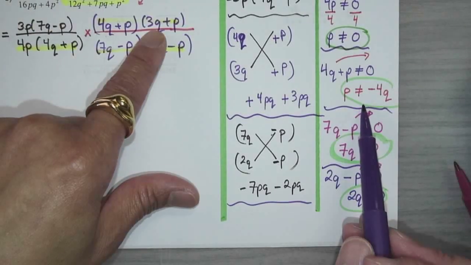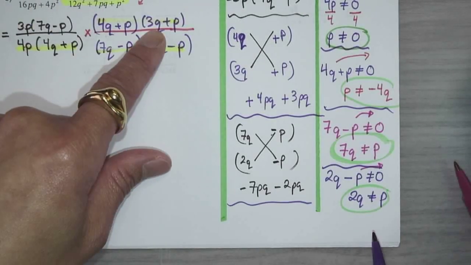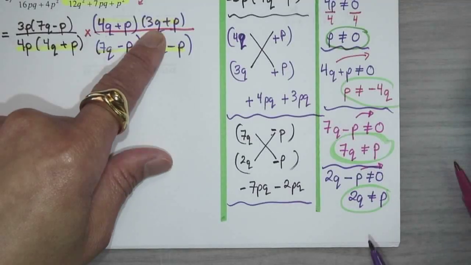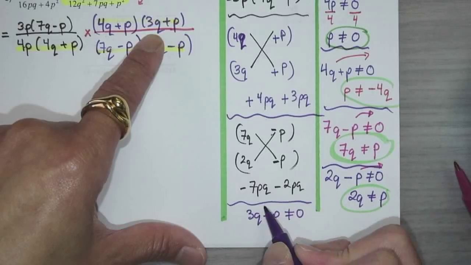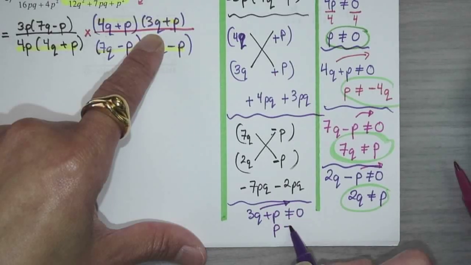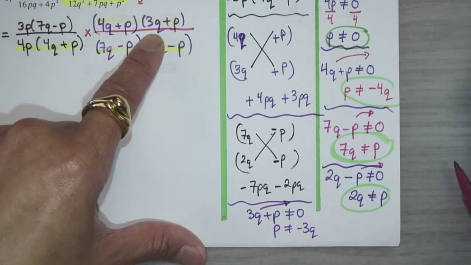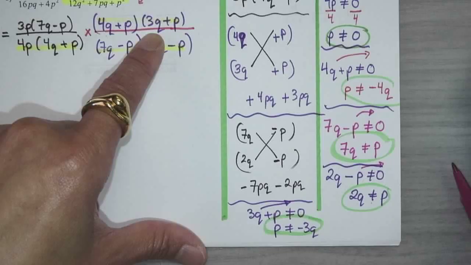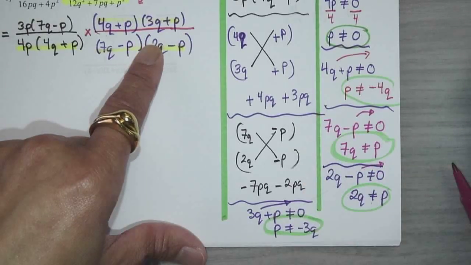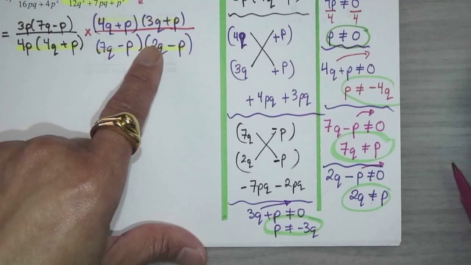How about this one? Did I do that factor? No. So let's do that one then. 3Q plus P cannot equal 0. Bring the 3Q over. All right, so I circled them. So now grab them all. I got to get this one, this one, this one, this one, and this one. So many. So I'll write those down at the end. That's for my answer.